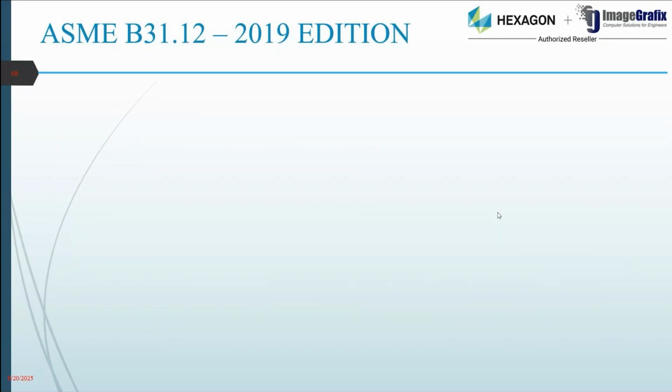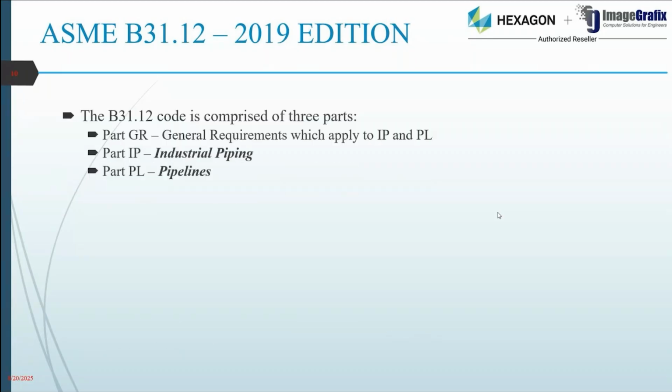So what exactly has been implemented in B31.12, and how is the code different from the existing piping codes already available in CAESAR II? What makes this code more important? The B31.12 code comprises three parts. One is the general requirements, which apply to both industrial piping and pipelines, then the industrial piping part and the pipelines part.